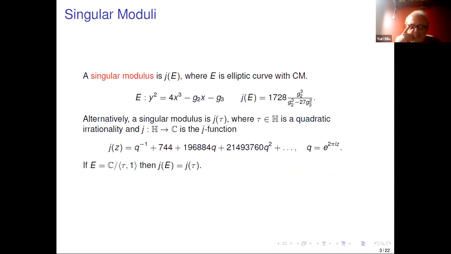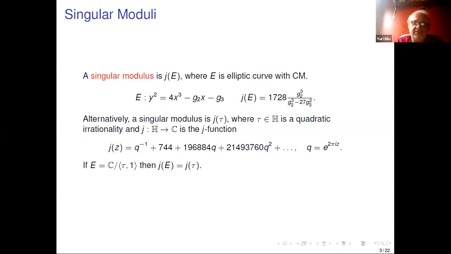Let me very quickly introduce the objects we're going to deal with. What is a singular modulus? By definition, it's the j-invariant of an elliptic curve having complex multiplication. If the curve is given in the standard Weierstrass form, then this is how the j-invariant is defined. It's all very classical, from the 19th century. Alternatively, a singular modulus is j(τ), where τ in the Poincaré plane is a quadratic irrationality, that is, an imaginary algebraic number of degree 2.